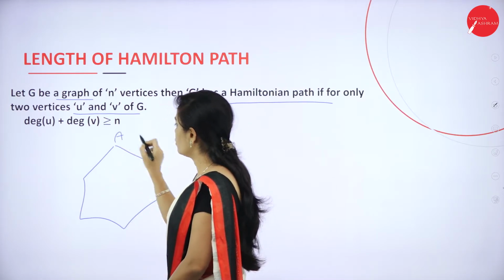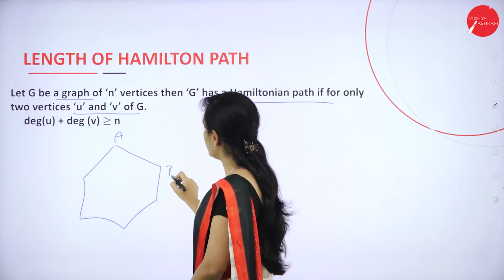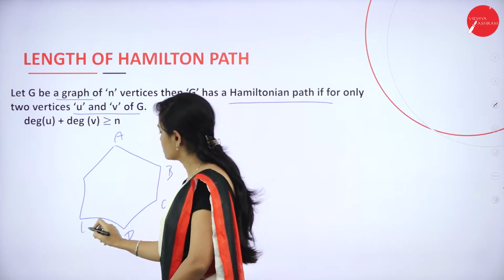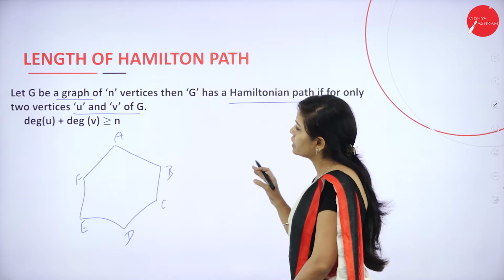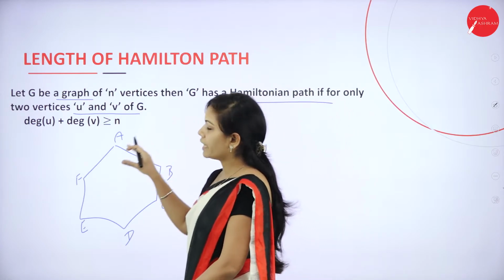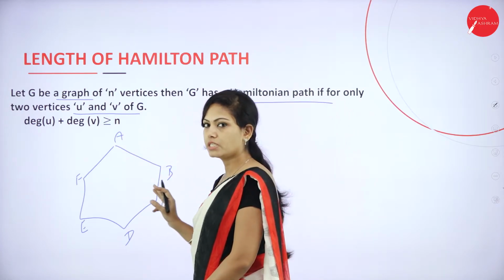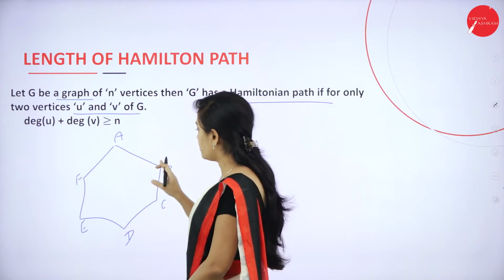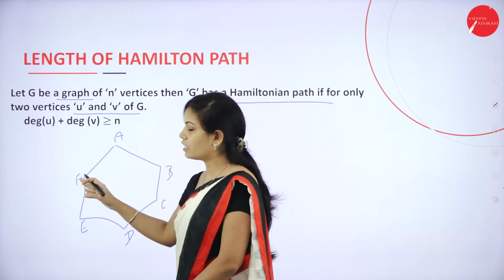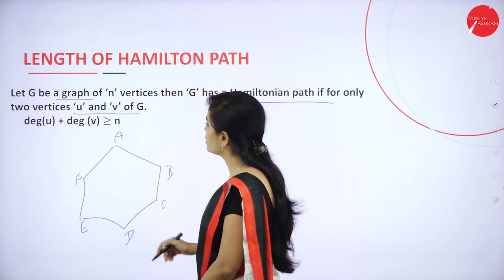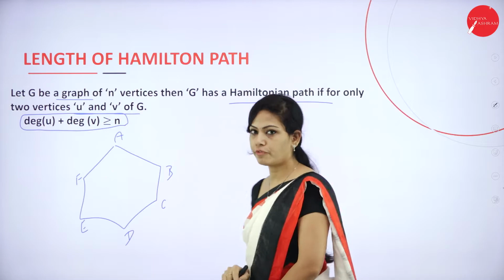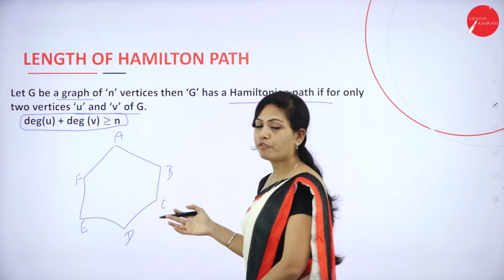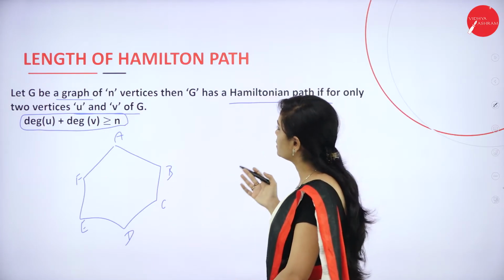here I have one graph: A, B, C, D, E, F. So this is one graph. In this graph, I will take only two vertices, whether it can be A, B or D, C or E, F, any other vertex you can take. But we have to use this formula for finding the length of the Hamiltonian path. We have to find whether it is a Hamiltonian path or not.